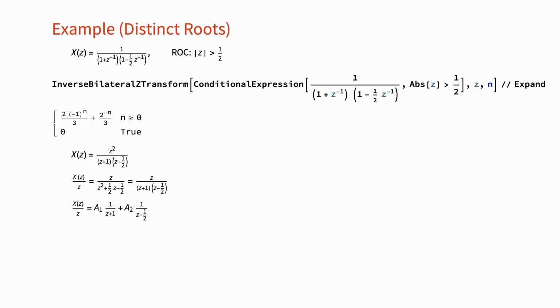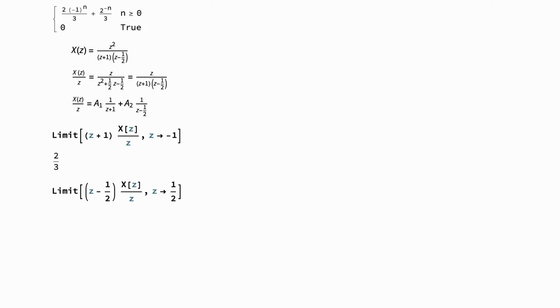Applying the method of partial fraction decomposition, we get the two simple terms shown here. To find the values of A1 and A2, we take the limits as defined in the formula for the residues for A1 and A2. Using these values, we can write the decomposition of X(z) and find the inverse Z-transform of each term one by one and add them together to get the sequence x[n].